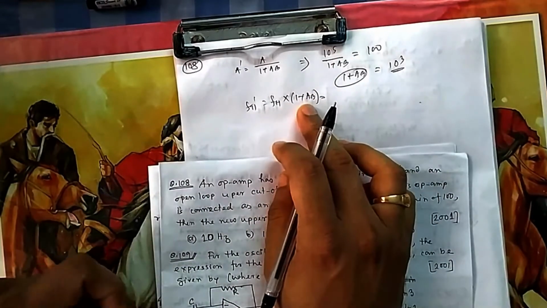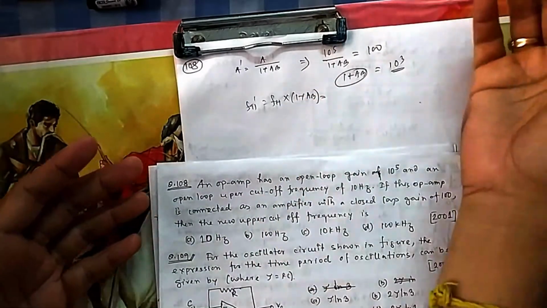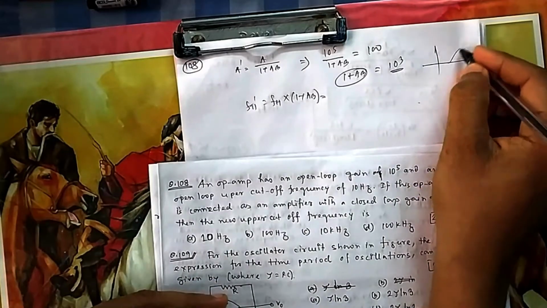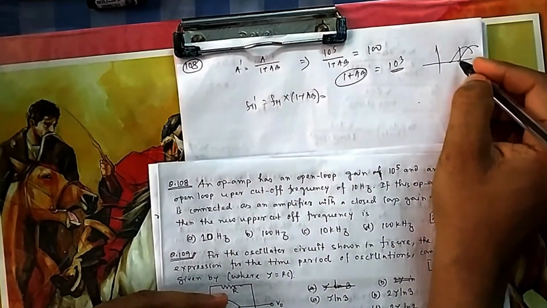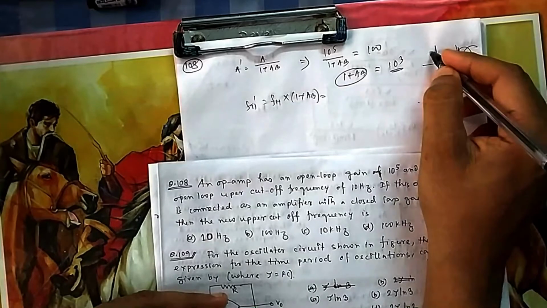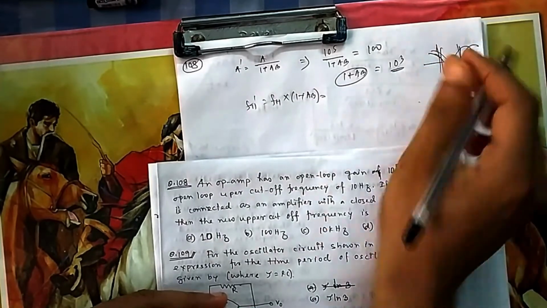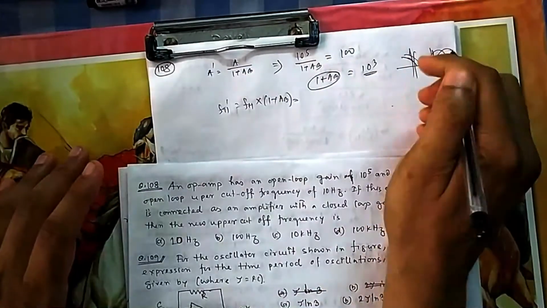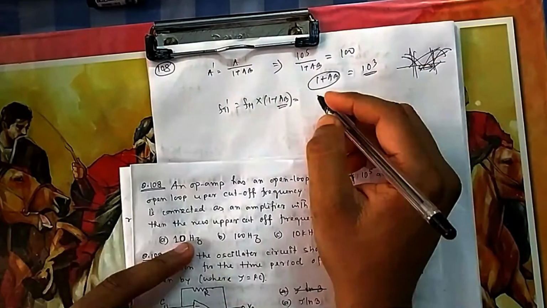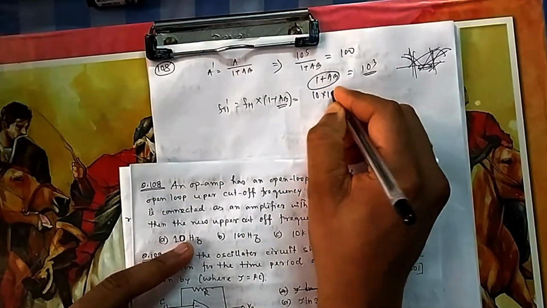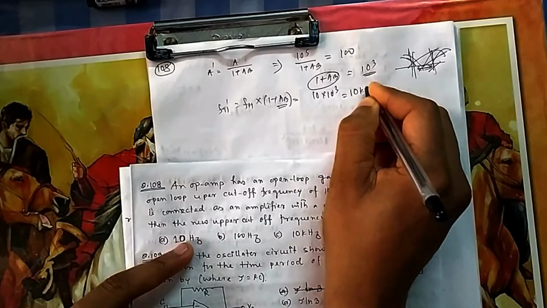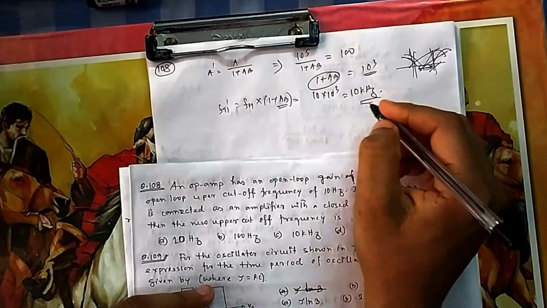Gain is reduced, bandwidth gets increased, your upper frequency will increase. Earlier the cutoff frequency starts from here, now cutoff will start from here, upper. Similarly lower, if it starts from here, it will get reduced, so your bandwidth gets increased. So this bandwidth gets increased. So earlier FH was 10, so 10 into 10 cube, which will be equal to 10 kilohertz. That is your standard formula, that is option C.